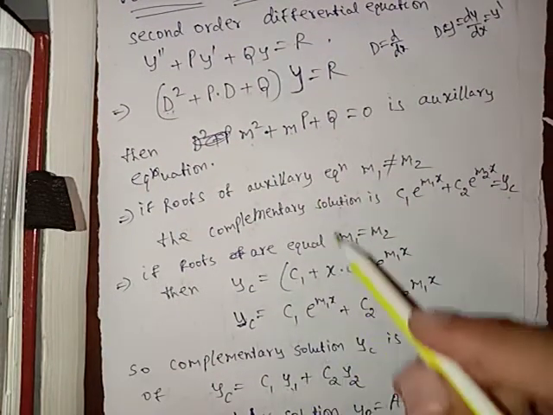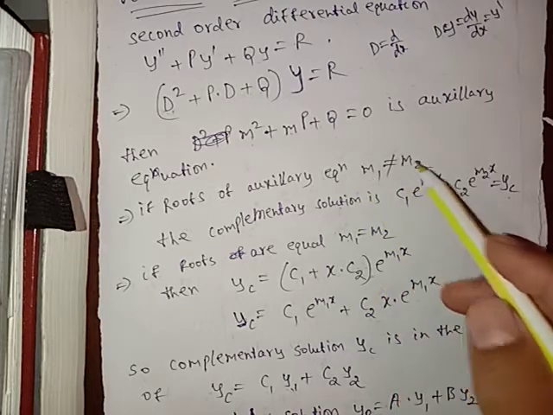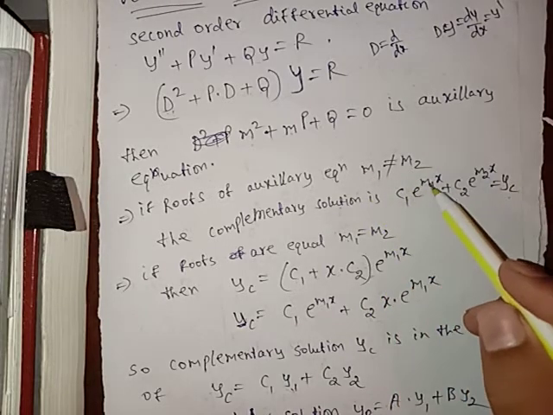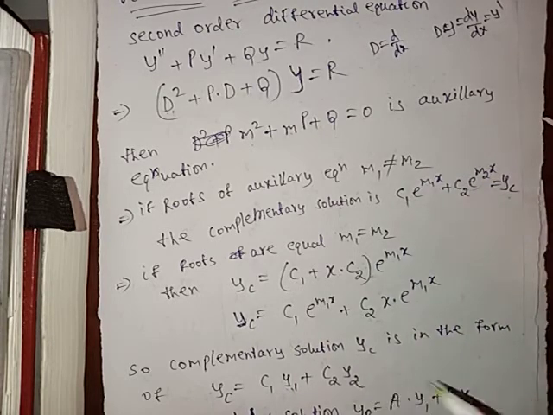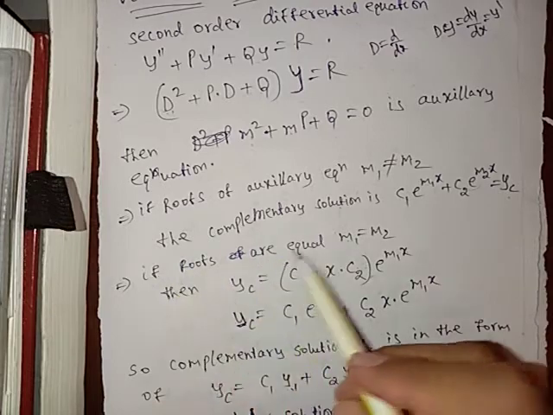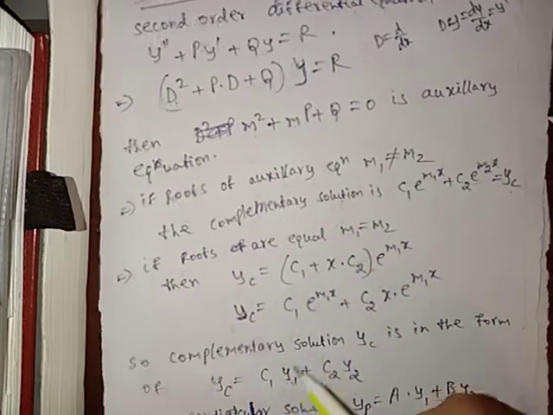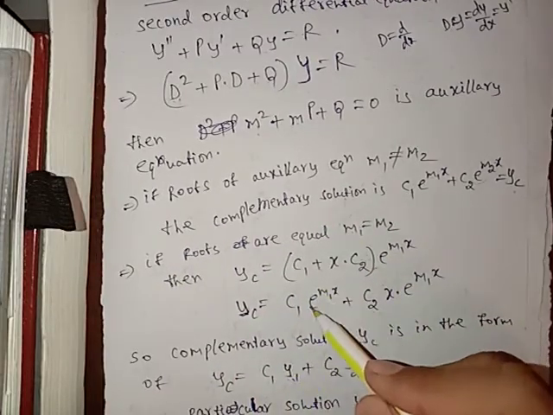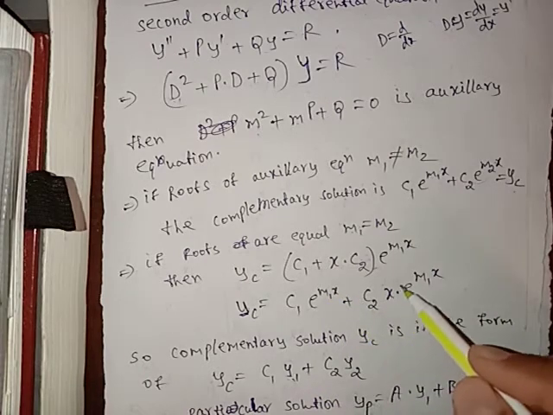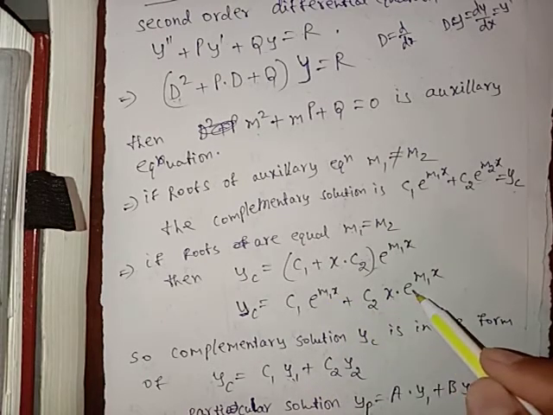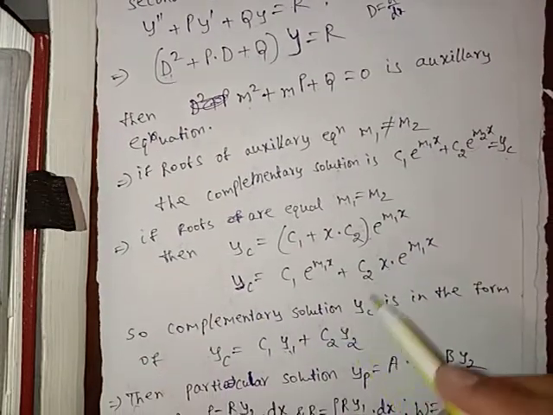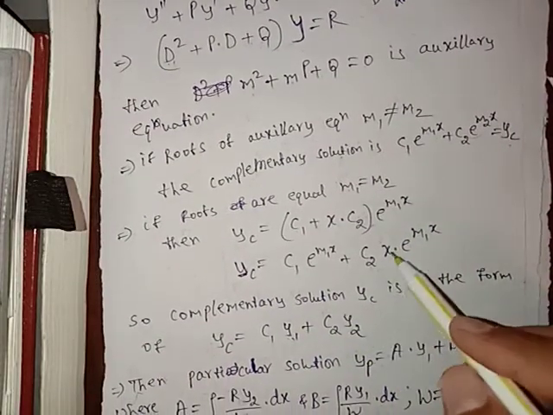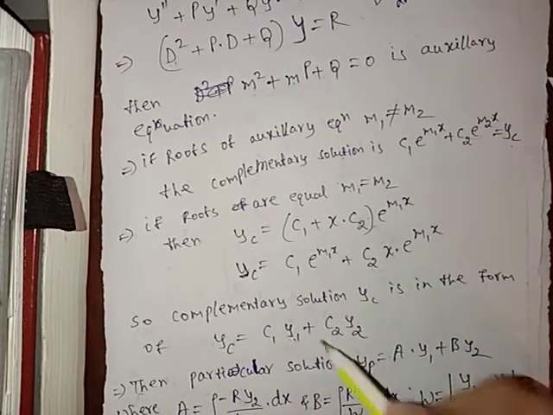If m1 is not equal to m2, then in the place of y1 we have e^(m1 x), and in the place of y2 we have e^(m2 x). If the roots are equal, m1 = m2, then in the place of y1 we have e^(m1 x), and in the place of y2 we have x e^(m1 x). So this is y2, x e^(m1 x).